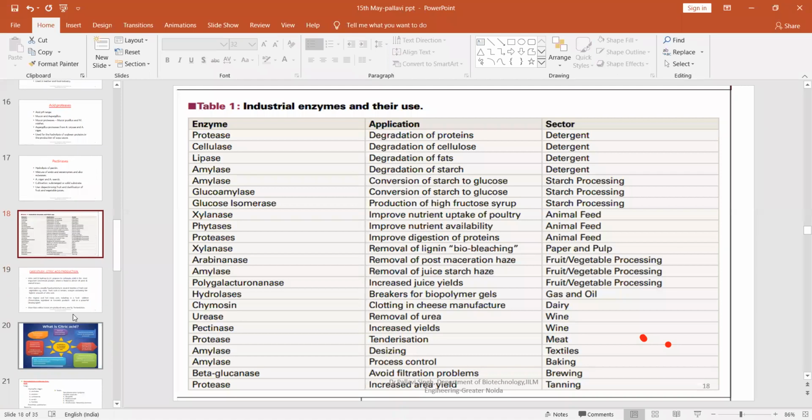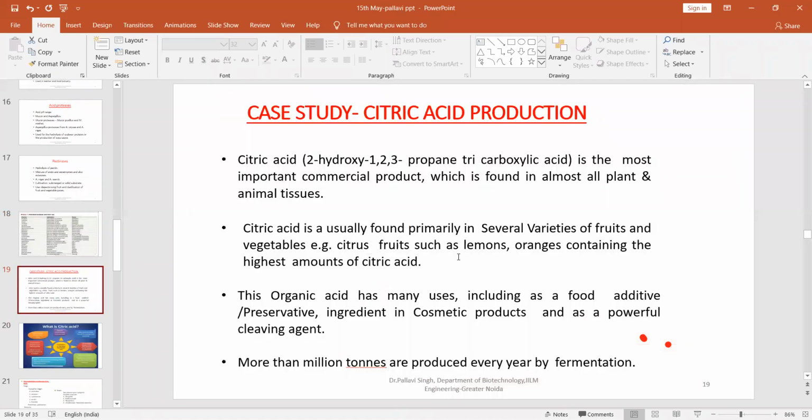I'll go now to one case study showing my own research paper, which is citric acid production. I talked about enzymes. Now I will talk about the industrially important products. I have taken the example of citric acid and lipases here. What is citric acid? You eat a lot of lemons, a lot of oranges, citrus fruits, and we say that yes, it is good for our health. Why? Because they have got citric acid.